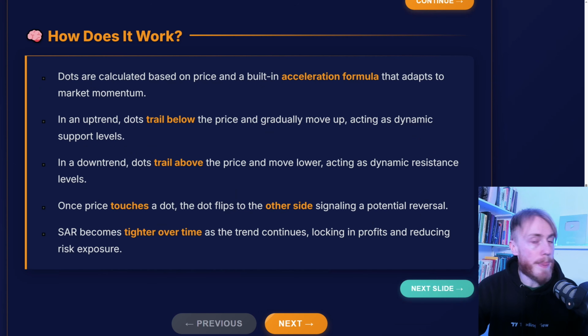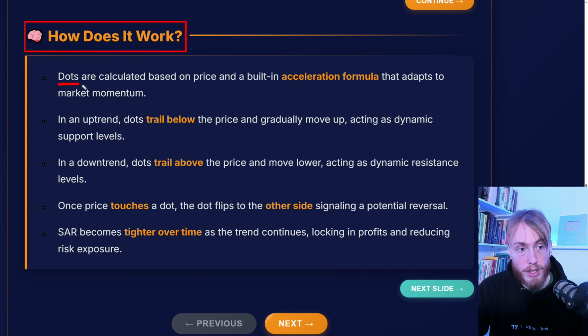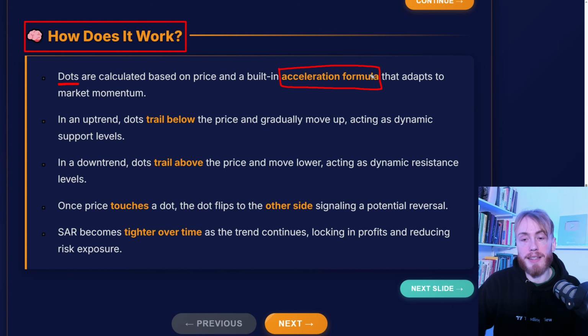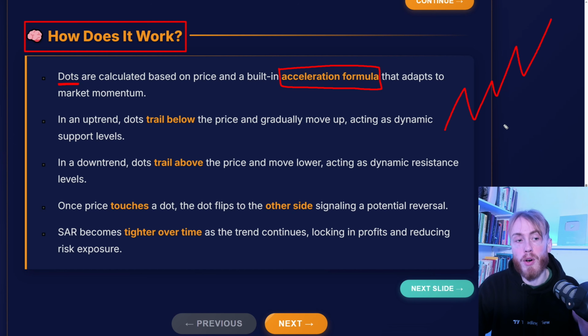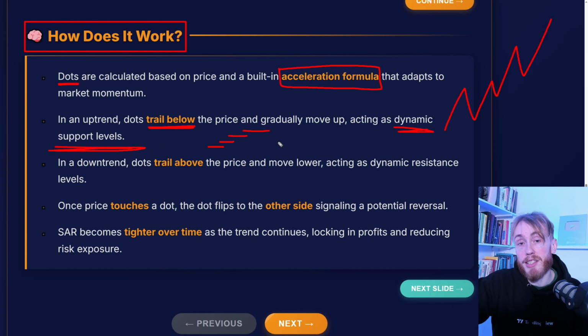But alright, so now let's actually take a quick look at how the Parabolic SAR works. Well, the dots you saw in TradingView are calculated based on price and a built-in formula known as the acceleration formula. And this is a formula that will adapt to the momentum of the market. And in an uptrend, the dots will trail below the price and then gradually move up. So it basically acts as dynamic support levels. Dynamic support levels simply mean that the levels where the support is will change over time.